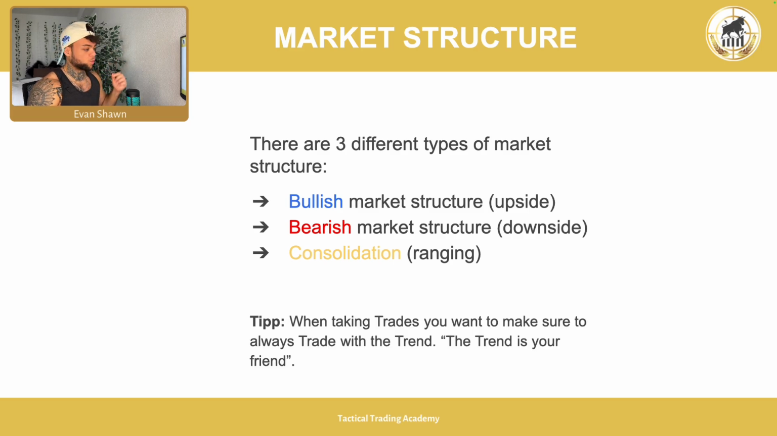So a little tip, when you're taking trades, you want to make sure that you always trade with the trend. Now there's a saying that goes, the trend is your friend, and this saying is not without reason. The probabilities when it comes to trading will always be with the trend itself. So when we are in a bullish market and you clearly see that there is bullish market structure, you should mainly only be looking for buys. The same vice versa. If we see that the market is bearish and we are in a downtrend, we should mainly only be looking for sells.